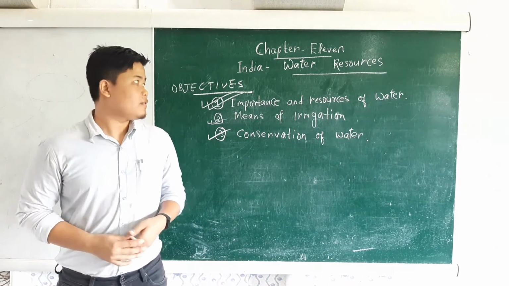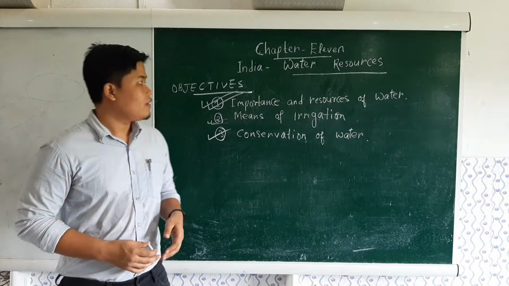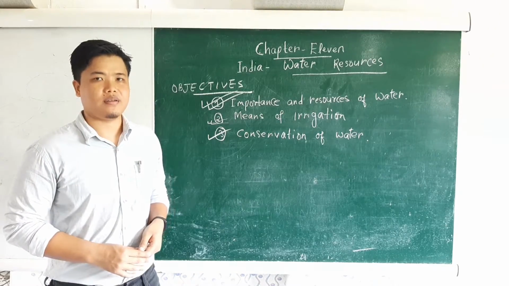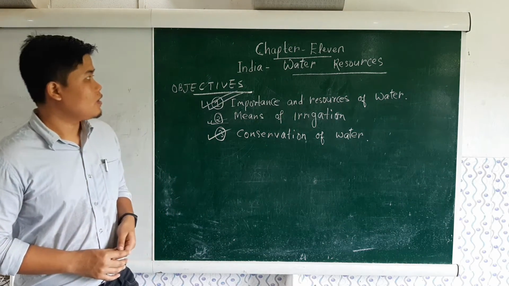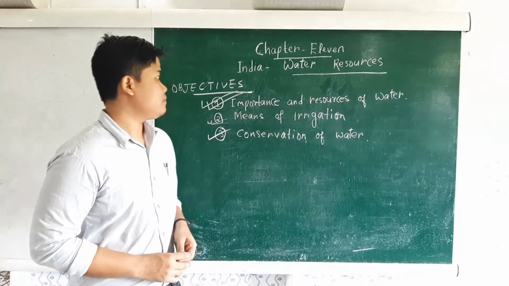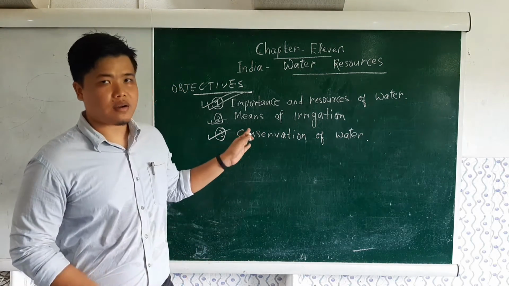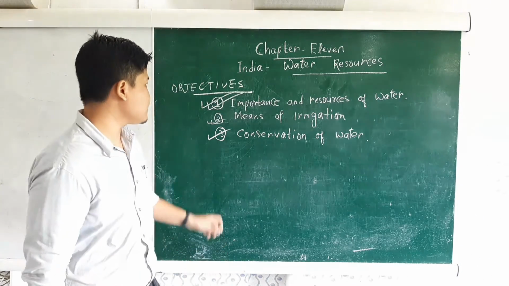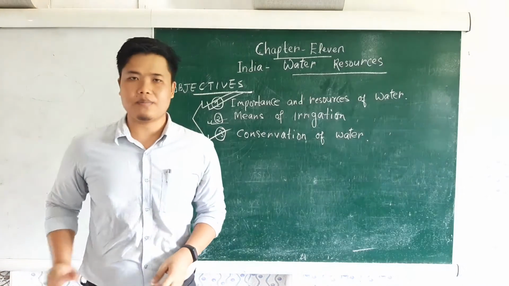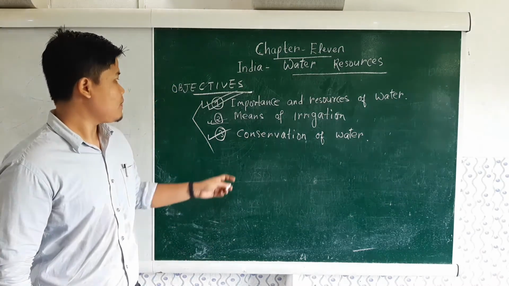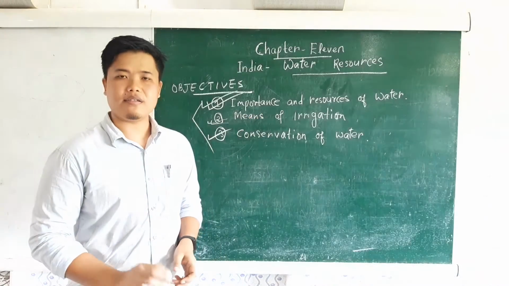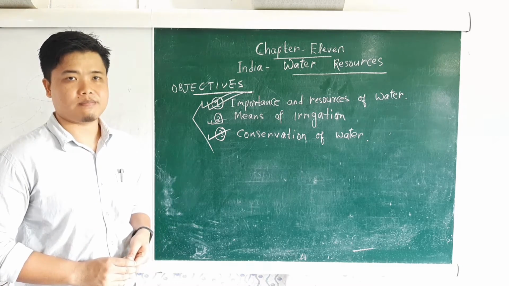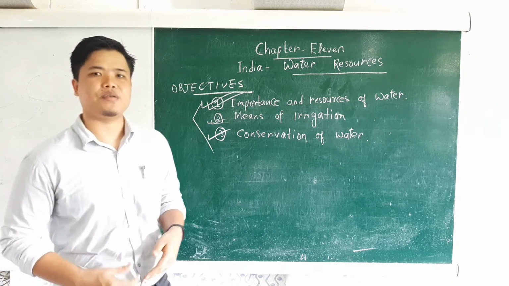Now, I will give a brief summary of what I have explained in a few minutes. We talked about water resources. We talked about the objectives. Our main objectives are to understand these 3 points in this chapter. Number first, importance and resources. We all know that water is very important for survival of human beings.